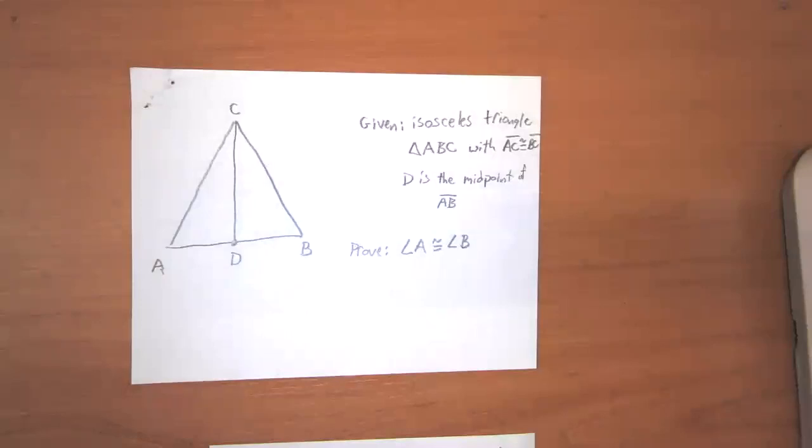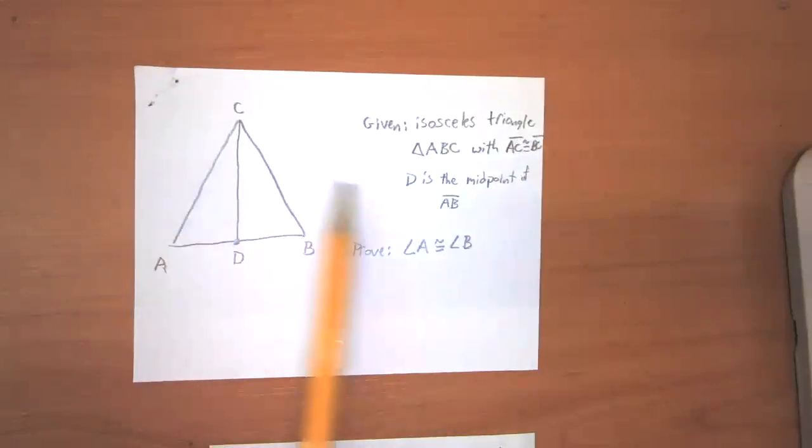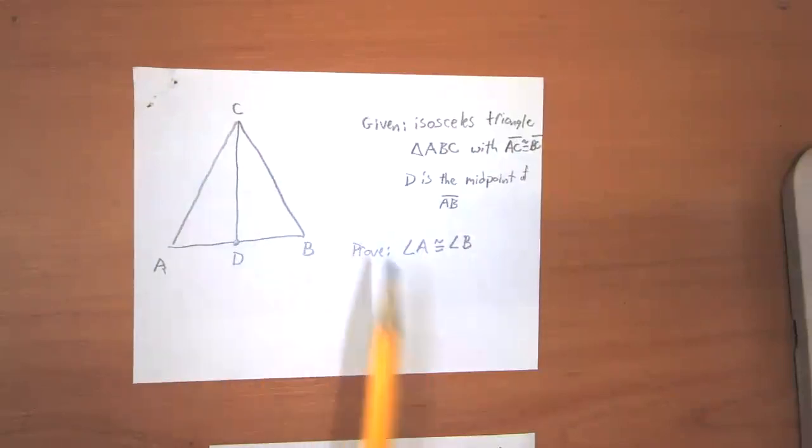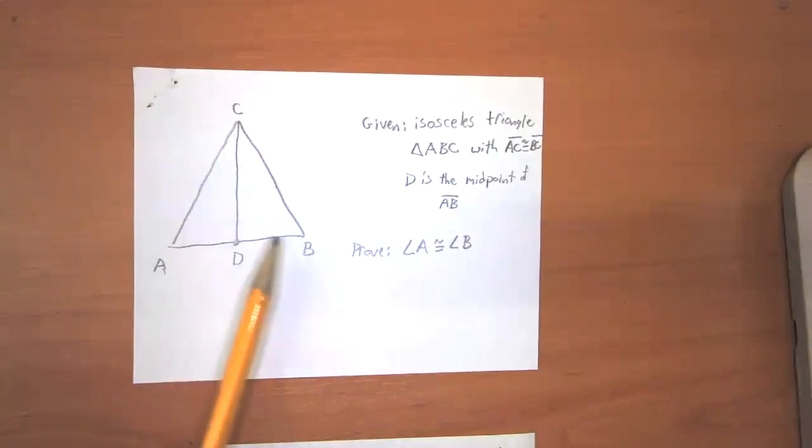All right. So what we have here is we've got this triangle. We're given that it's an isosceles triangle, which means that side AC is congruent to BC. And also, in addition to this triangle, we're given point D, which is the midpoint of AB. So that point D and the line segment CD are going to be important to us for proving our case about this triangle. What we want to prove is that angle A is congruent to angle B.